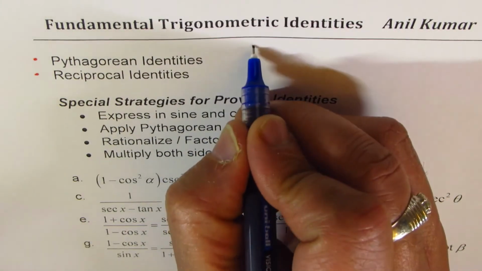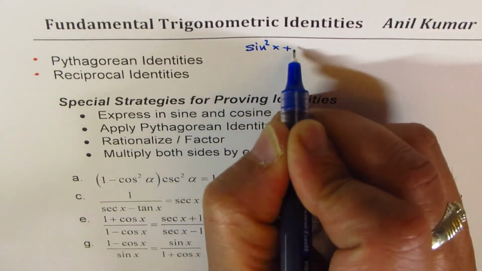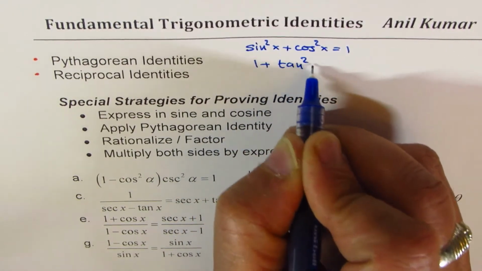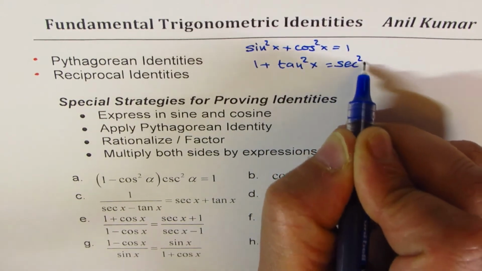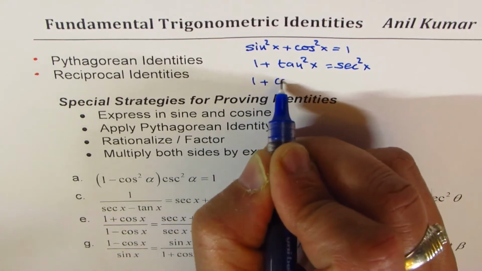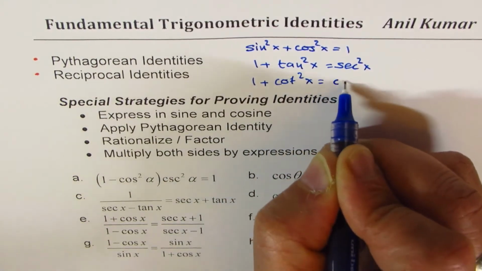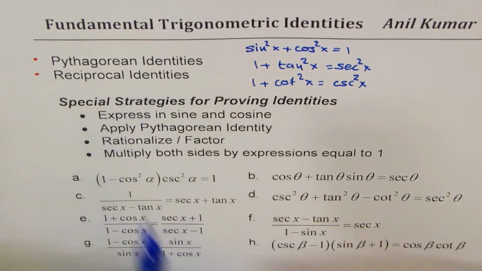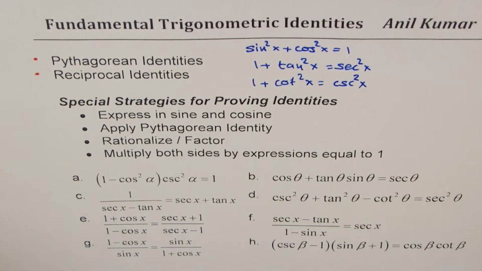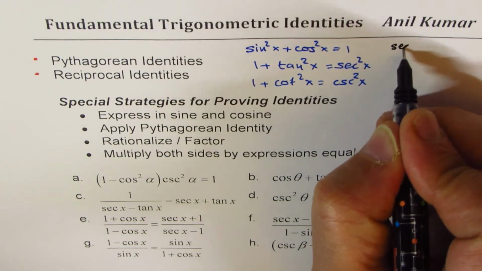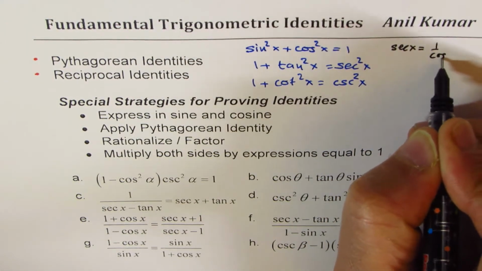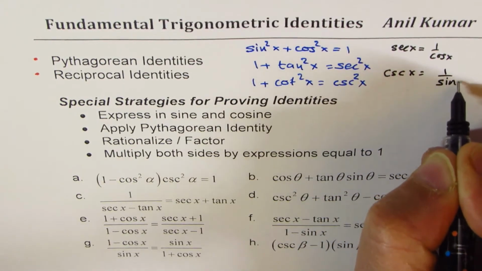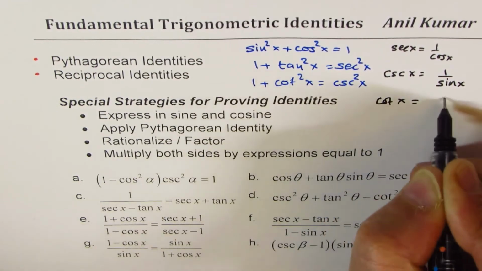Pythagorean identities are sine square x plus cos square x equals to 1, 1 plus tan square x equals to secant square x, and 1 plus cot square x is cosecant square x. Right? These are Pythagorean identities. Reciprocal identities are you could write secant x as 1 over cos x, cosecant x as 1 over sin x, and cotangent x as 1 over tan x.